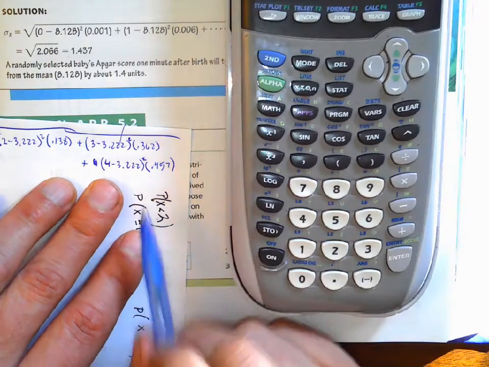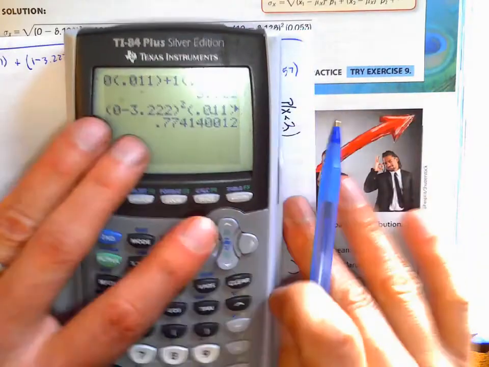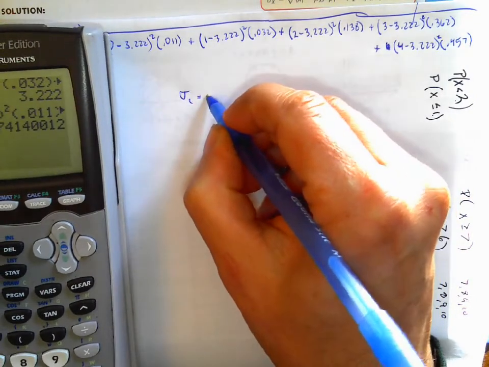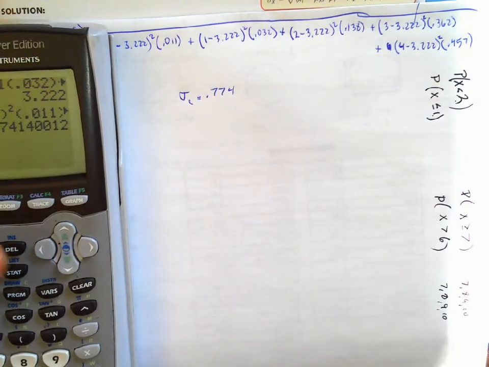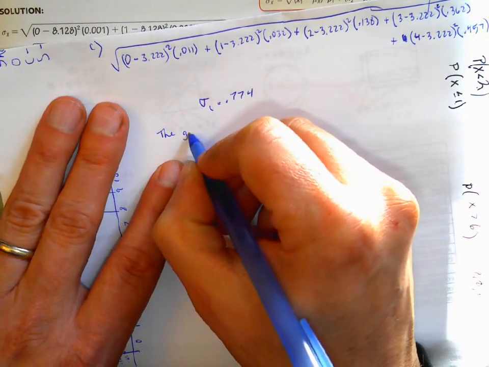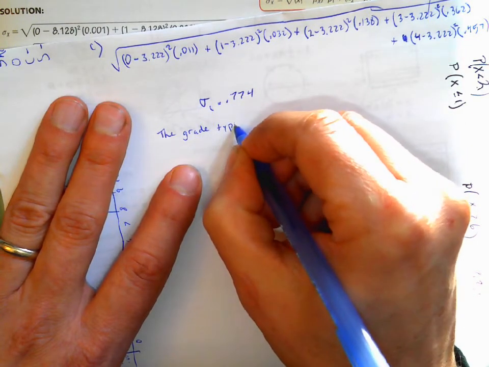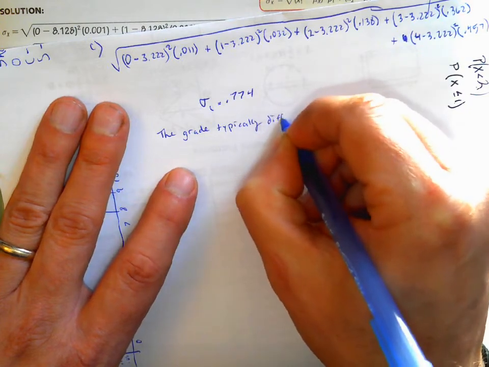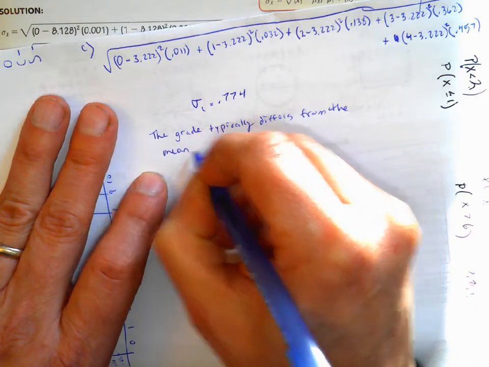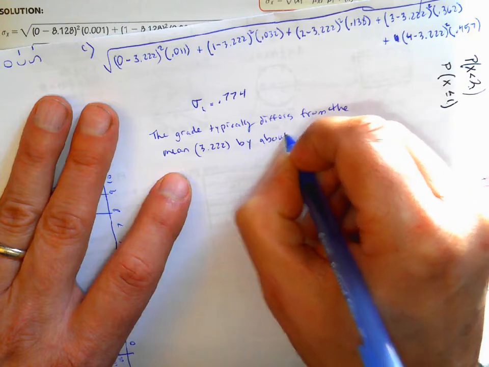One thing I noticed: I forgot to put the squares there when I wrote it before. Put those squares there. If you put this in the calculator, you get this. So we have that our standard deviation of X is equal to 0.774. Okay, so we would say the grade typically differs from the mean, and the mean was 3.222, by about 0.774.